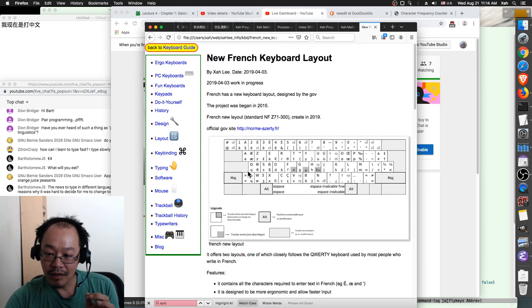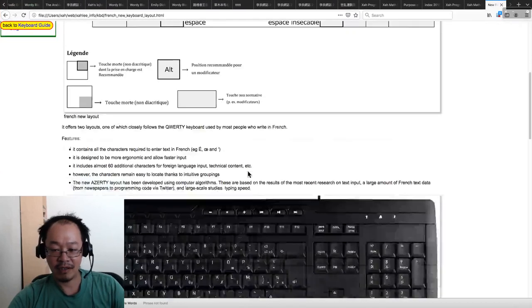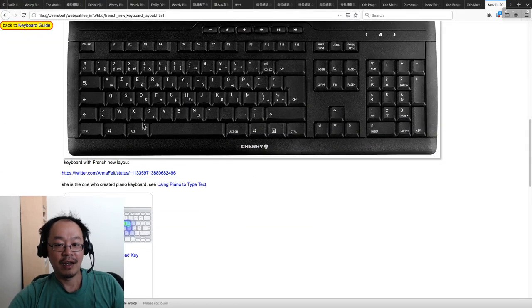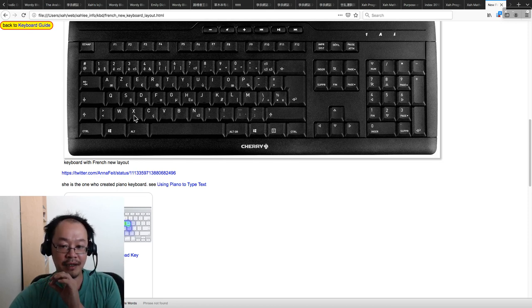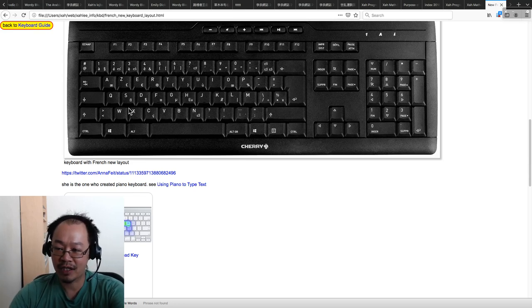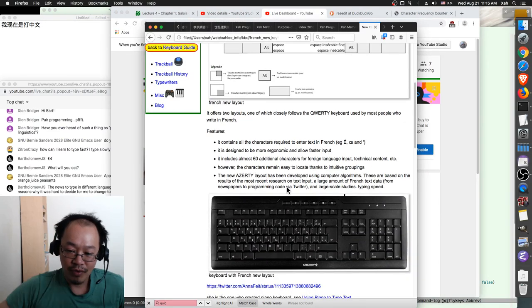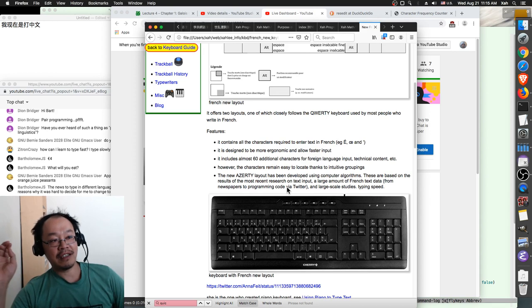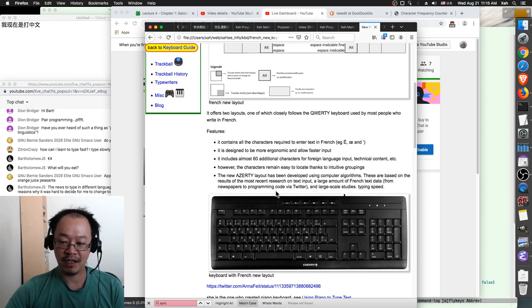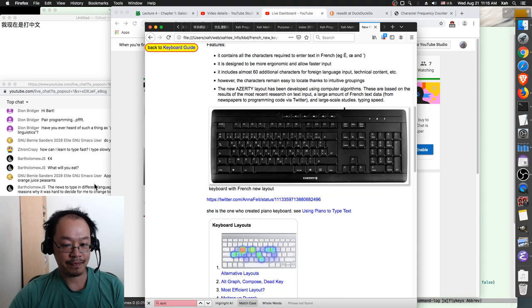Wait, is it? I'm not sure, so let's see if it's still QWERTY. Oh no, the French layout is based on AZERTY, okay. Yeah, AZERTY is pretty much like QWERTY. They swapped like four keys, which, by the way, AZERTY is another extremely bad layout, one of the standard layouts used in Europe, like German, France, Eastern Europe. They have different ones.